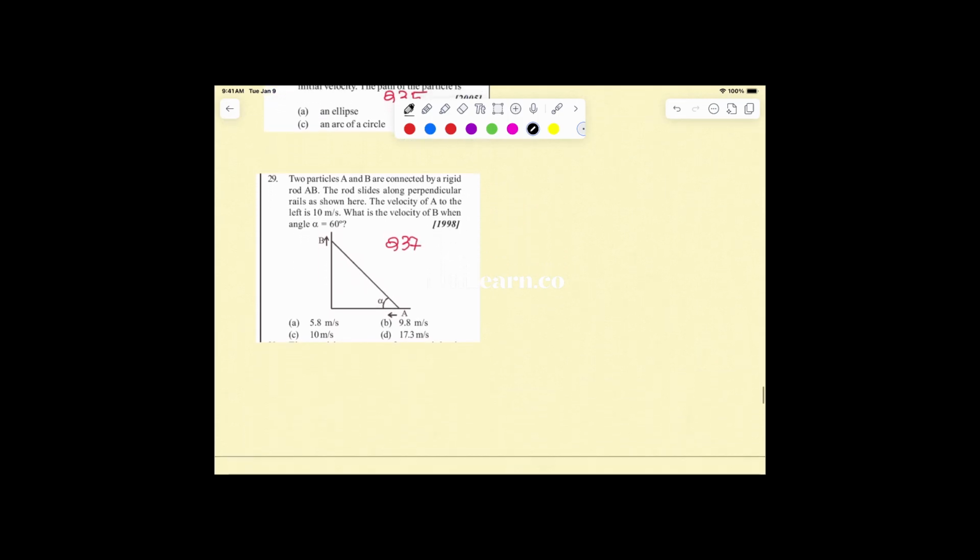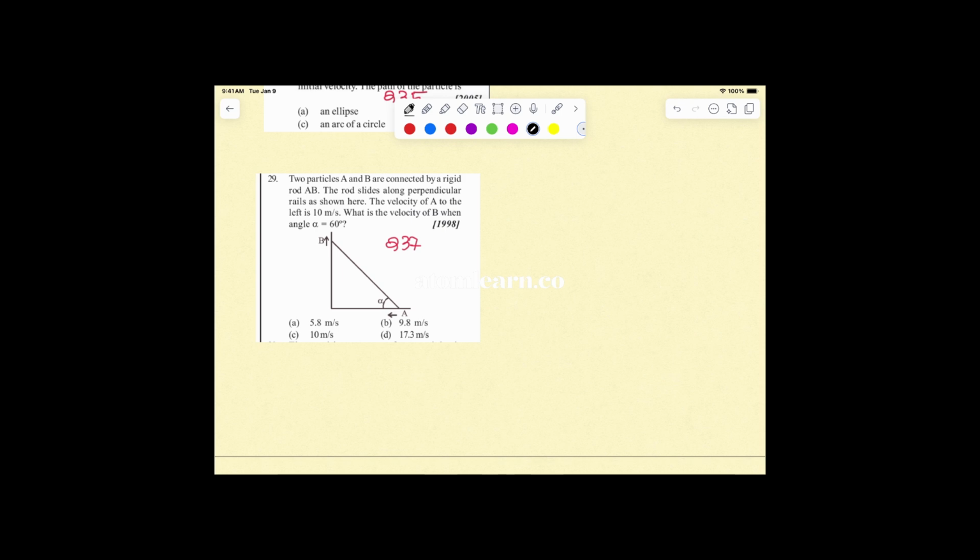Next question. Two particles A and B are connected by a rigid rod AB. The rod slides along perpendicular rails as shown in the figure. The velocity of A to the left is 10 meters per second. Then what is the velocity of B when the angle is 60 degrees? Now, such kind of question, I have not actually taught you how to solve. But now I'll take the opportunity to teach you.